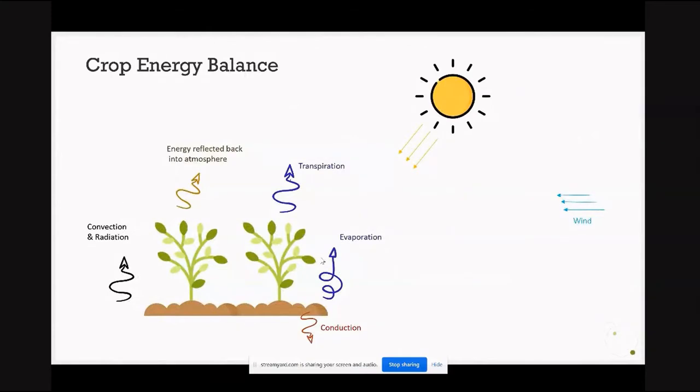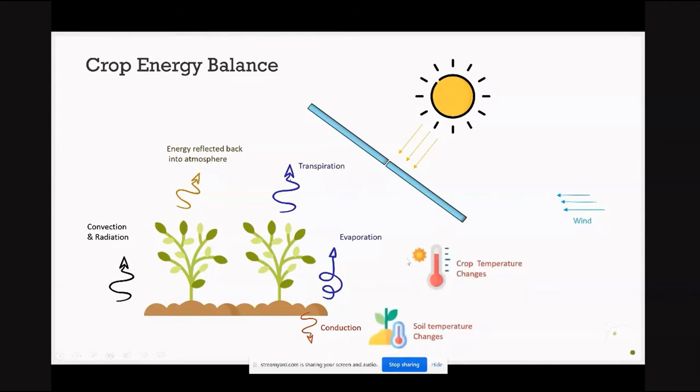Now, if we look at the energy balance of crops, you can see that there's incoming radiation, which is being balanced out in different ways, which includes transpiration, evaporation, and conduction through the soil. And then this results in a certain crop temperature and soil temperature. Now you introduce solar panels in the mix, and that will create a change in the air temperature, the crop temperature, and the soil temperature as well.